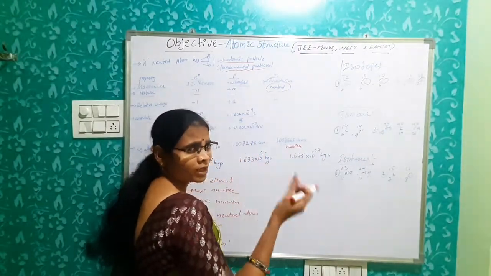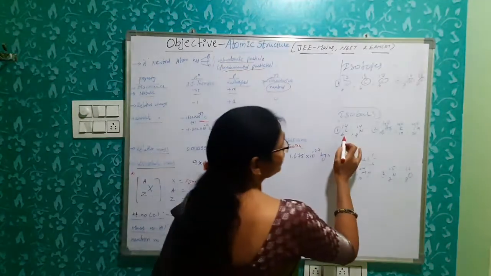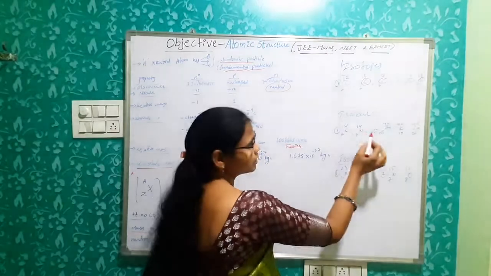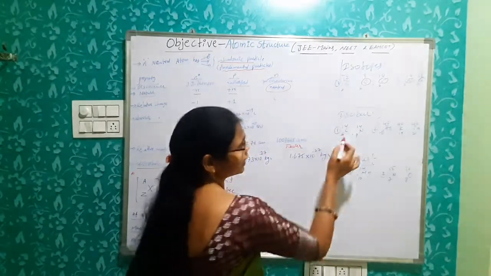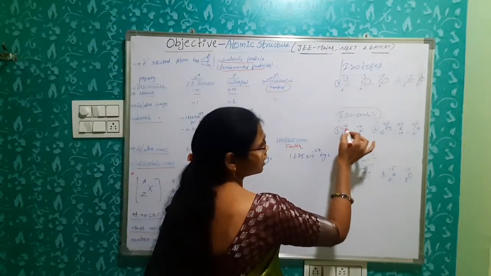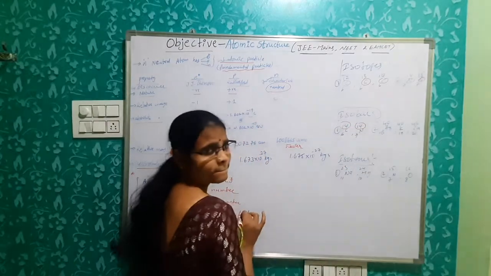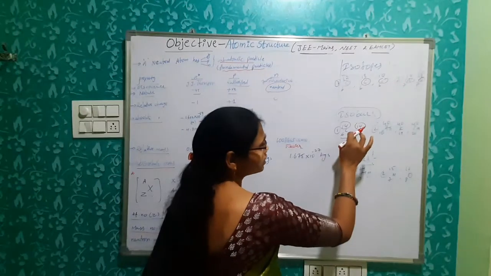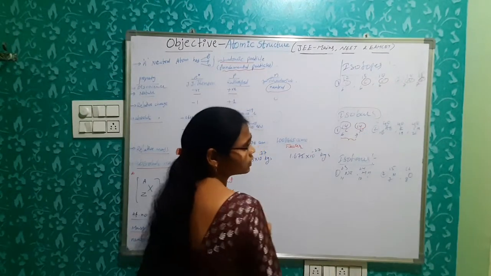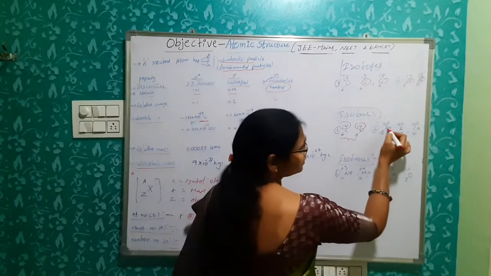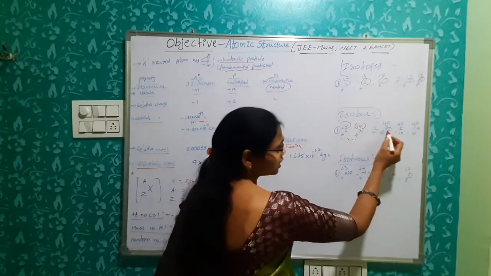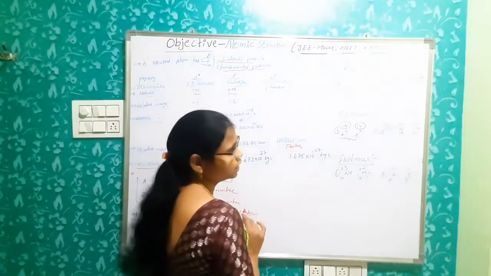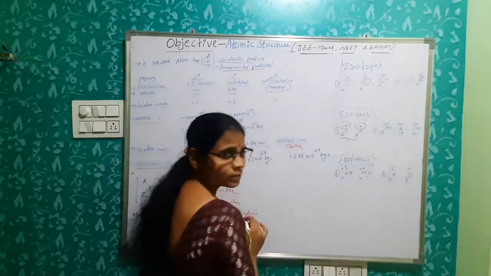Then simply you can take isobars. Iso means same, bar means mass. Atoms of different elements, such as an atom of carbon and an atom of nitrogen, have the same mass number but different atomic numbers. Next, argon, potassium, and calcium all have the same mass 40, so they are simply isobars.